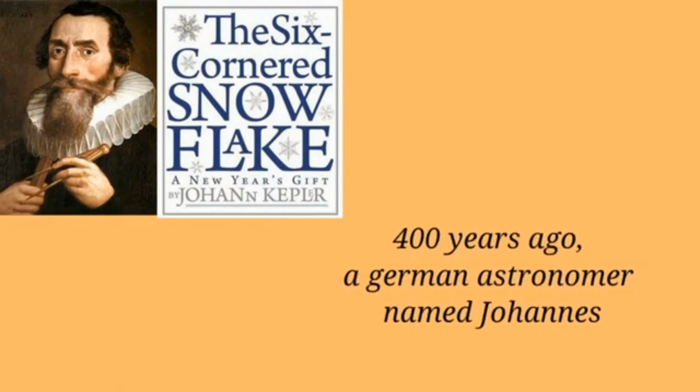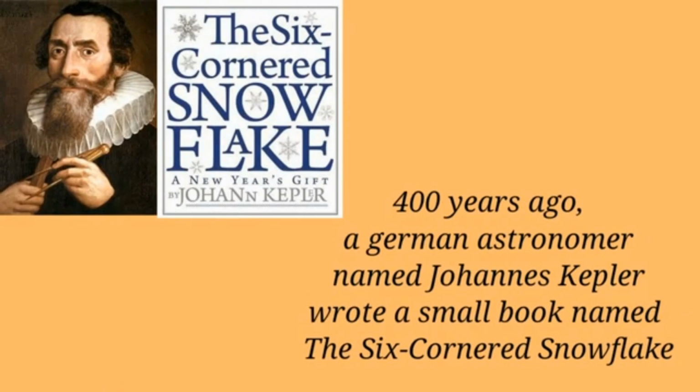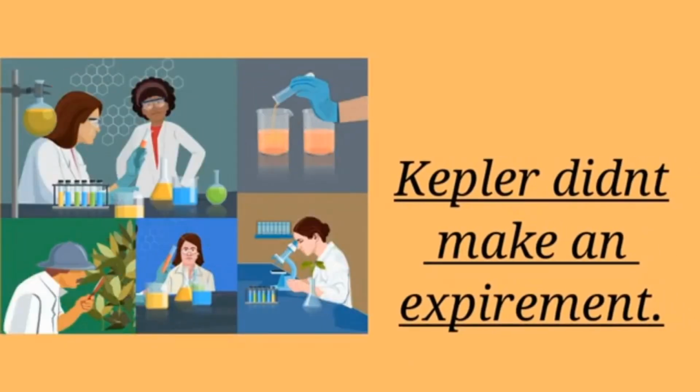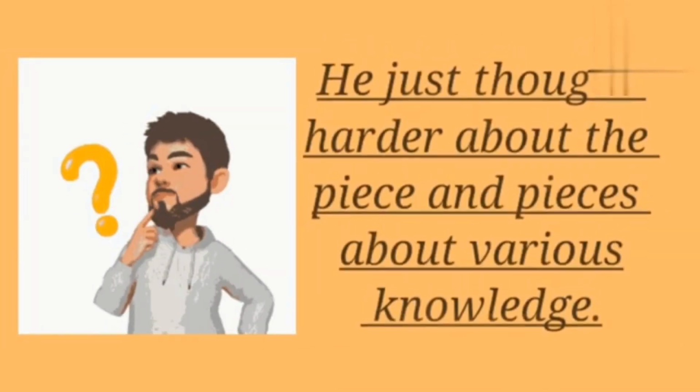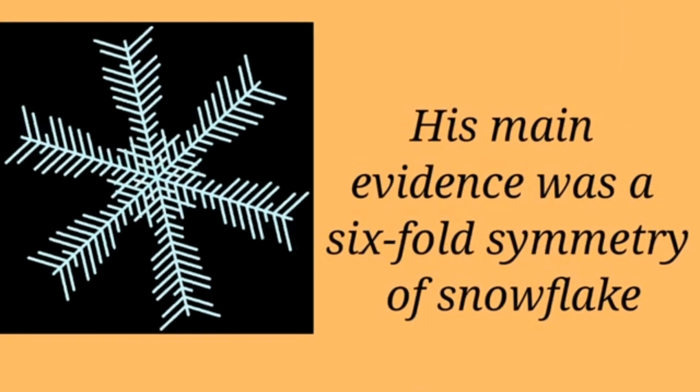400 years ago, a German astronomer named Johannes Kepler wrote a small book named The Six-Cornered Snowflake. Kepler didn't make an experiment. He just thought harder about the pieces of various knowledge. His main evidence was the six-fold symmetry of the snowflake.